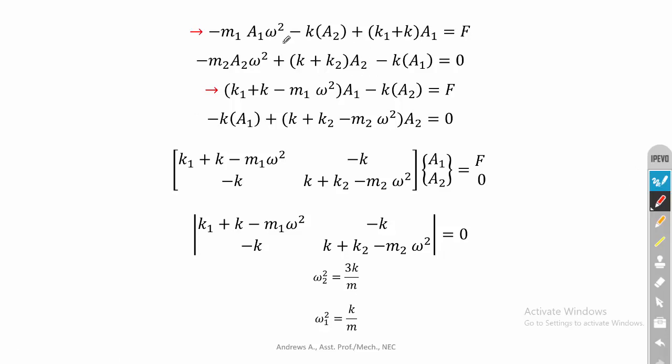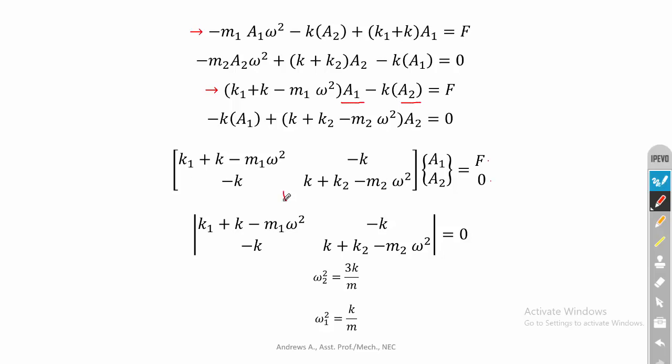Okay, so now you can bring the a1 and a2 commonly outside. So we will get equations like this. Then we can convert these two equations into matrix form. So this is the matrix. You can bring a1 and a2 outside, that is equal to F and 0. Inside the 2 cross 2 matrix you will have k1 plus k minus m1 omega square, then minus k, and here it is k plus k2 minus m2 omega square.